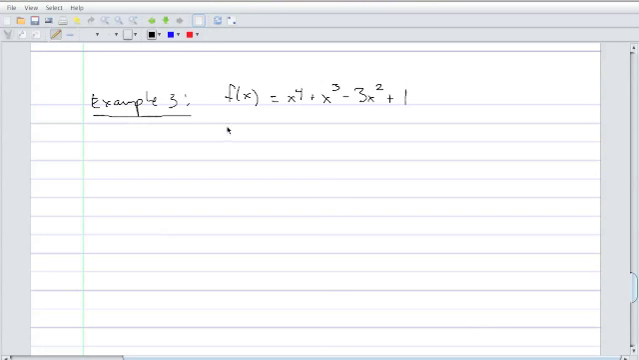So our f prime is going to be 4x cubed plus 3x squared minus 6x. Okay. So then if we look at f double prime, it's going to be 12x squared plus 6x minus 6.